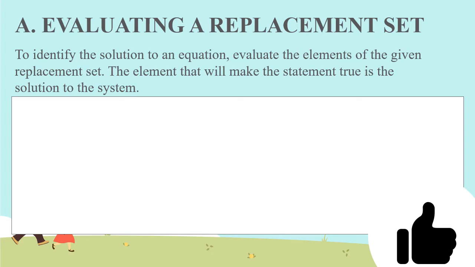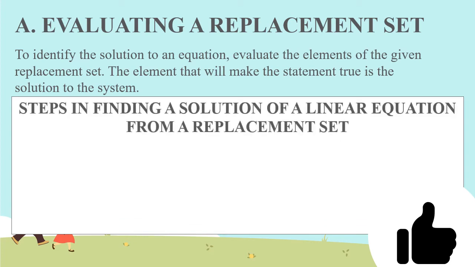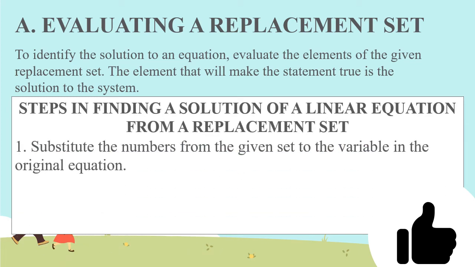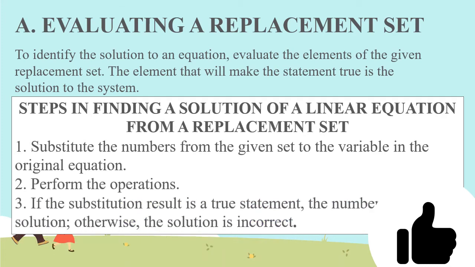Evaluate the elements of the given replacement set. The element that will make the statement true is the solution to the system. Steps in finding a solution of a linear equation from a replacement set. Step 1. Substitute the numbers from the given set to the variable in the original equation. Second step. Perform the operations. Third step. If the substitution result is a true statement, the number is the solution. Otherwise, the solution is incorrect.